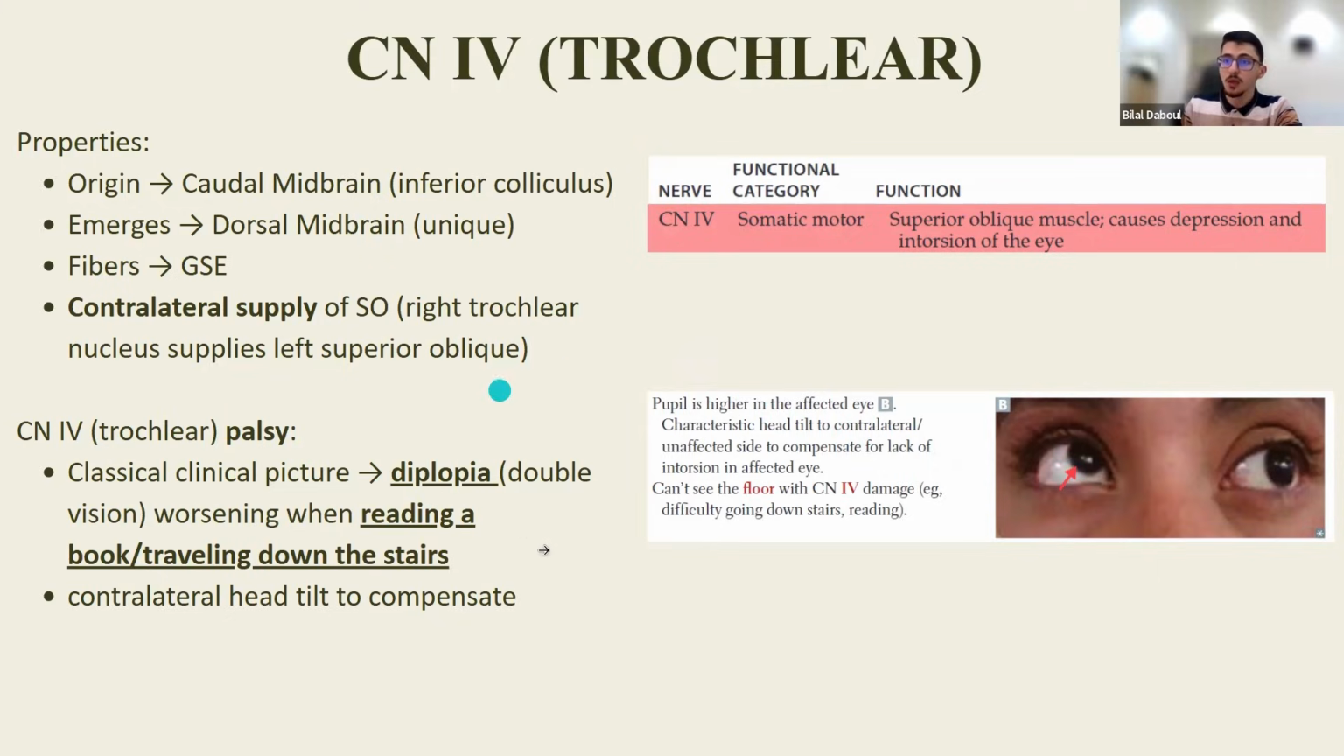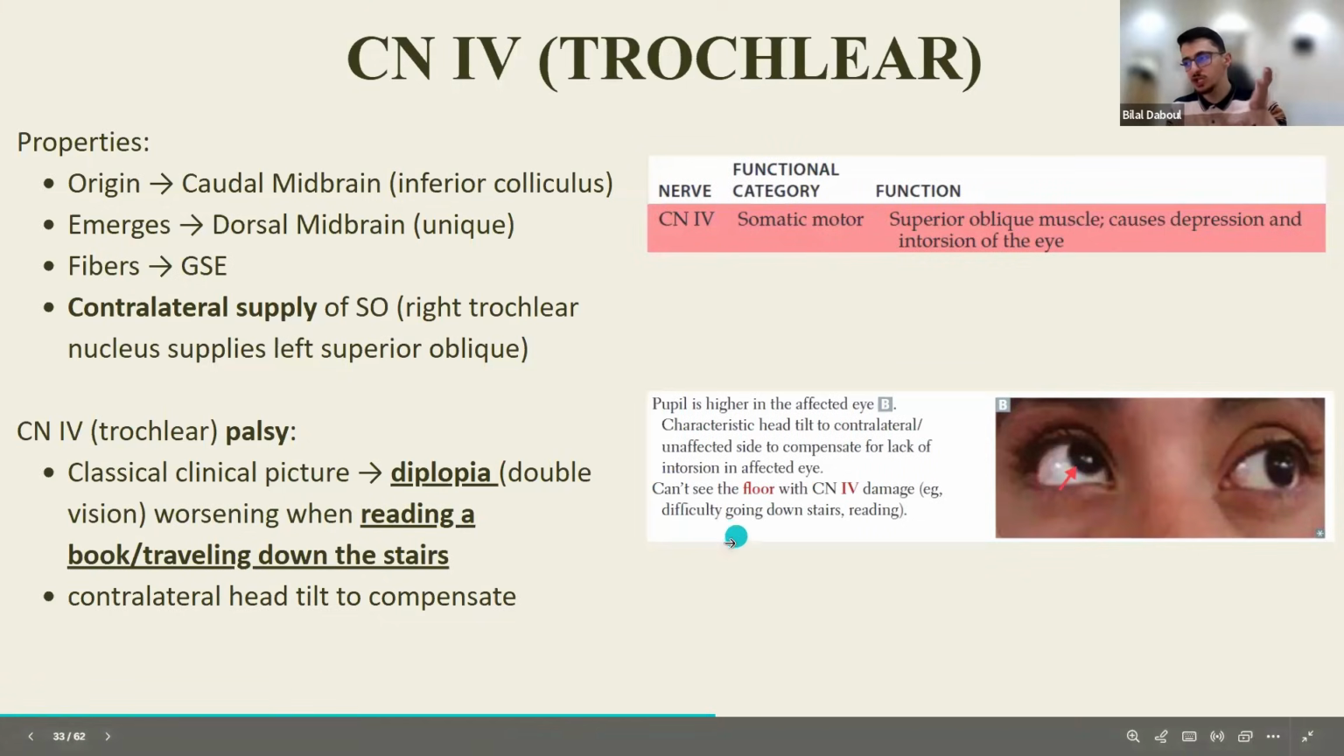Okay, and the patient would typically tilt his head to the contralateral side to realign the axis. So when you have trochlear palsy, okay? The axis would be pointing this way, okay? You would have contralateral head tilt to compensate artificially. That's not really that important.